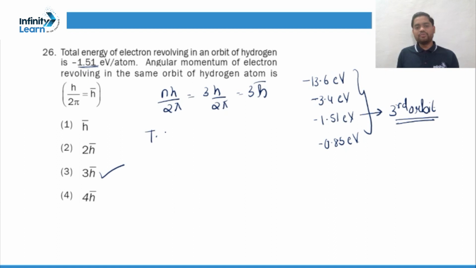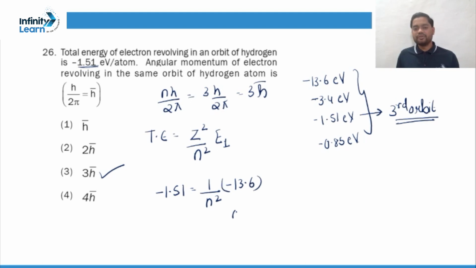Or you can do this by Z square by n square times E naught is equal to E, where E naught is the first orbit energy, minus 13.6, and E is the total energy given as minus 1.51. Z square is 1, n square we don't know. So n square will be equal to 13.6 by 1.51. If you solve this, you will get the answer as 3. Clear? So 26, right option is option number 3.